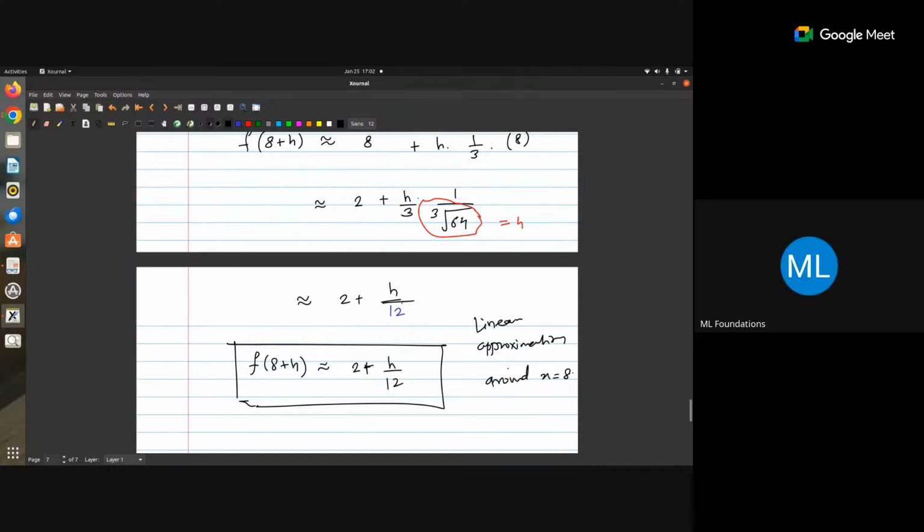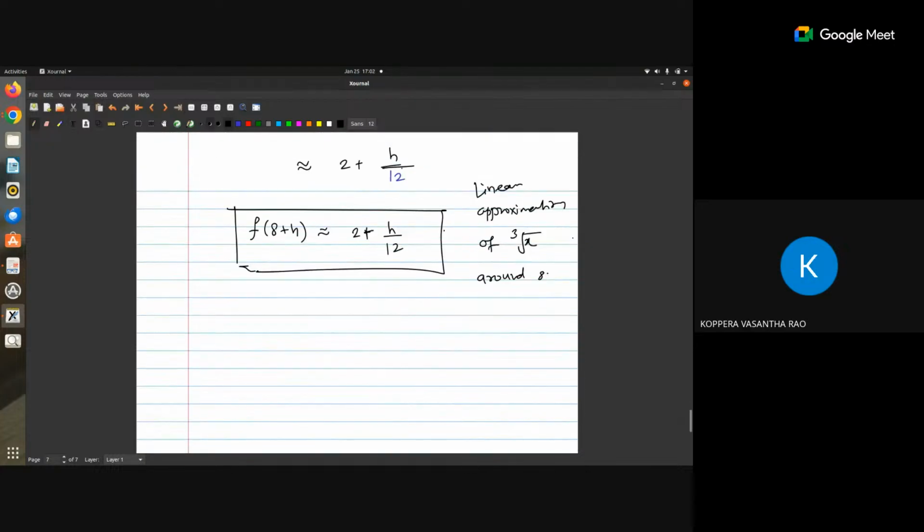Right? Linear approximation of what? Okay, maybe I'll write down: of this function around 8. Right now? Sir, where will we use linear approximation? Where will it be useful for us? We have differentiation and integration, those things we can do directly. Where will we use this linear approximation?